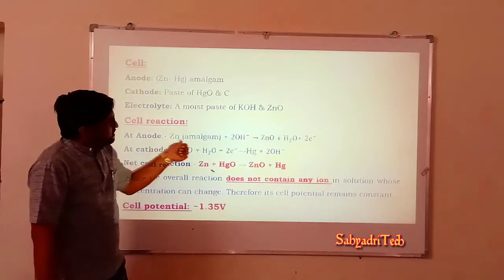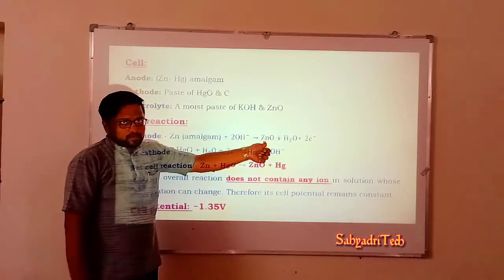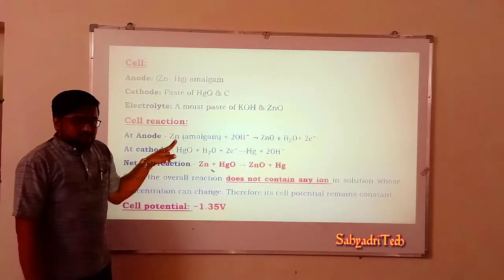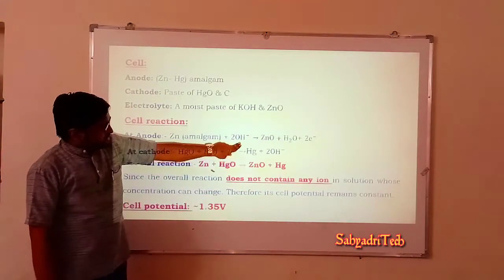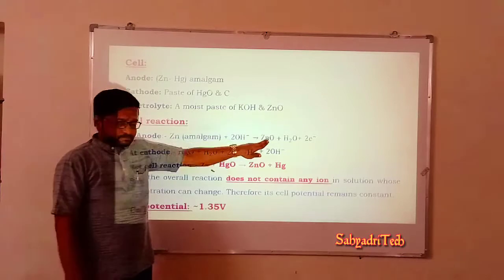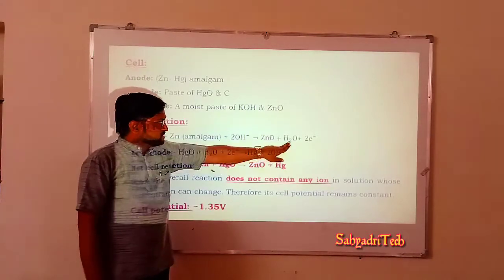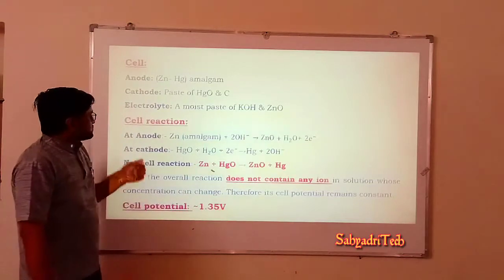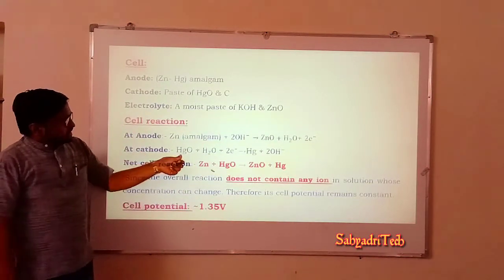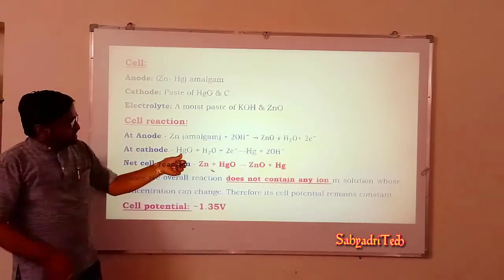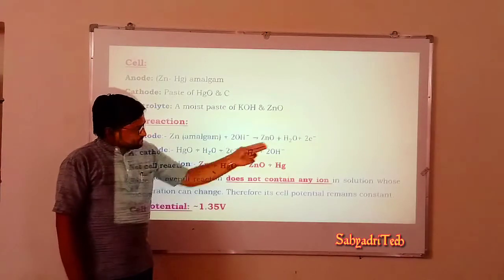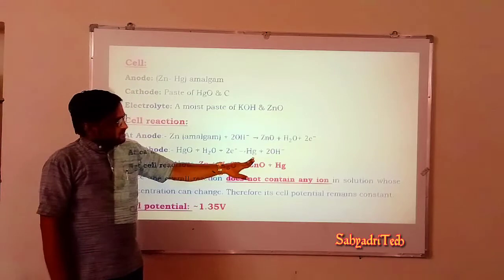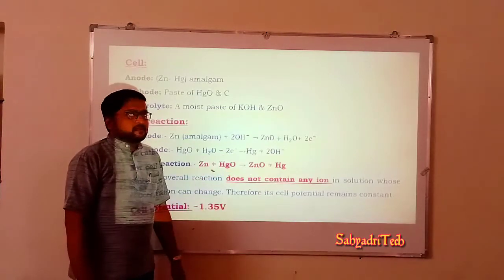So zinc undergoing oxidation gets converted into Zn2+ by releasing two electrons. But here, what is the reaction? Zinc combines with hydroxide ions of the electrolyte to give zinc oxide and water, plus two electrons are liberated. So at the cathode, what happens? Mercuric oxide combines with the water and those two electrons to give mercury, and two hydroxide ions are produced.